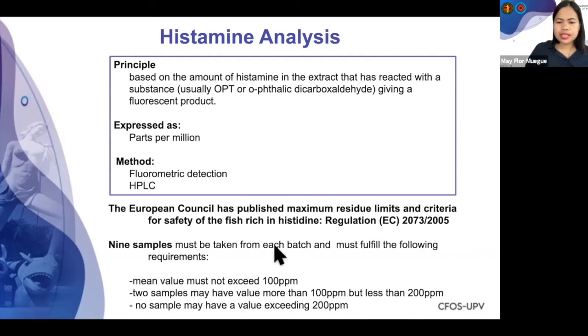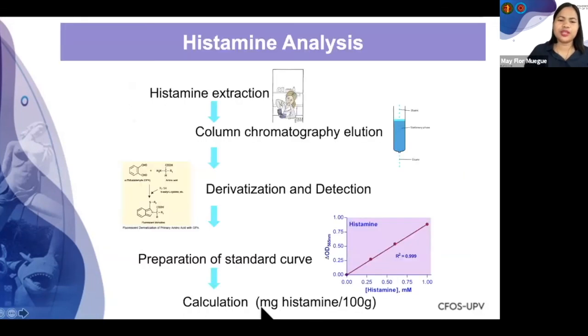Yung sa limit, ito yung pinag-usapan natin last time that 9 samples must be taken from each batch and must fulfill the following requirements. Mean value must not exceed 100 ppm. 2 samples may have value more than 100 but should be less than 200 ppm. No sample may have a value exceeding 200 ppm. So, ganun. Ito yung scheme, no? In histamine analysis.